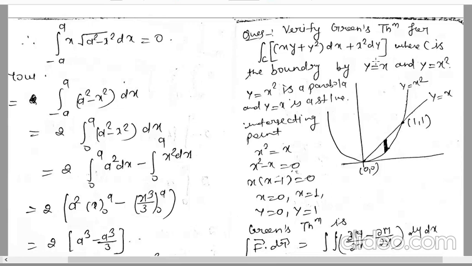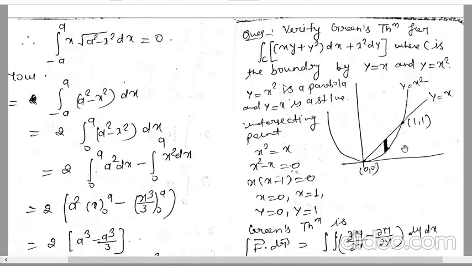Otherwise, your Green's theorem is not true for that integral, your answer is not matching, so your verification has failed. Right now, the given boundaries are y is equal to x, a straight line passing through the origin, and y is equal to x square, which is a parabola parallel to the y axis, right?